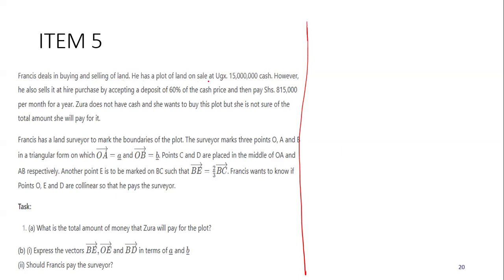He has a plot of land on sale. Ugandan shillings 15 million cash. However, he also sells it at higher purchase by accepting a deposit of 60% of the cash price and then pays this per month for a year. Zula does not have cash and she wants to buy this plot, but she's not sure of the total amount she will pay for it.